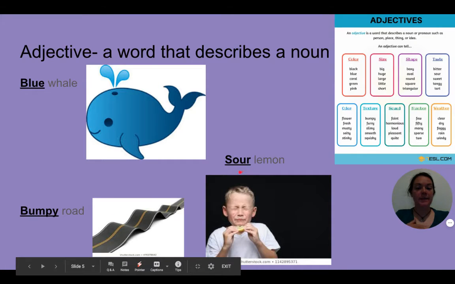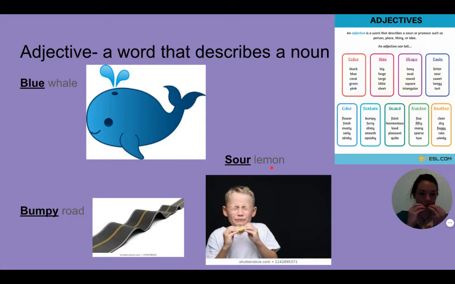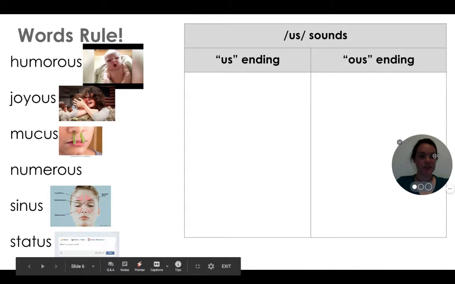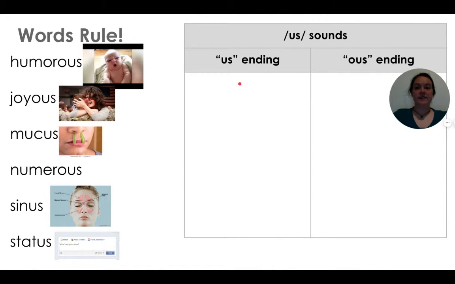And here, a sour lemon. Sour is something when you eat it, your face goes like this. It's like a sour airhead, a sour gummy worm, anything like that. A sour lemon. A lemon is a thing, so that's the noun, and then the adjective is sour. So usually the adjective goes before the noun. I have a list of adjectives, just describing words right here. Okay, so this week, our OUS and US endings are going to describe, we're going to get to that.